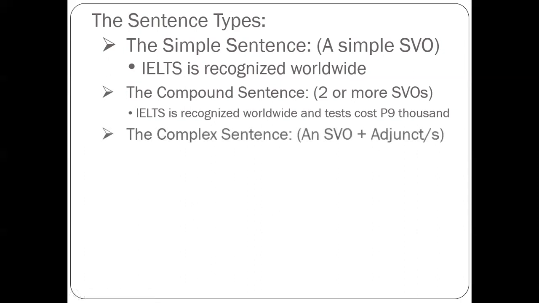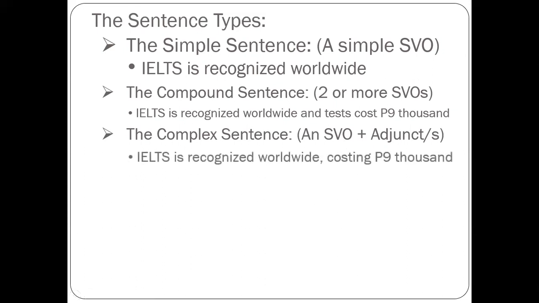And then you have a complex sentence. So you have an SVO with the adjuncts. IELTS is recognized worldwide costing 9,000. So this is the gerund, that's the adjunct. That's now a complex sentence.